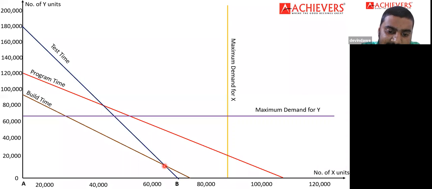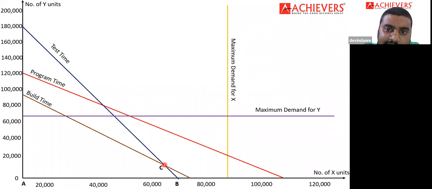From this point, I have reached the maximum level of build time. I can't go above that. I can't produce more than that because the resource is over. That's the maximum level. Clear? That's the meaning of hitting a corner. This corner where test time and build time intersect, I call point C. Understood?